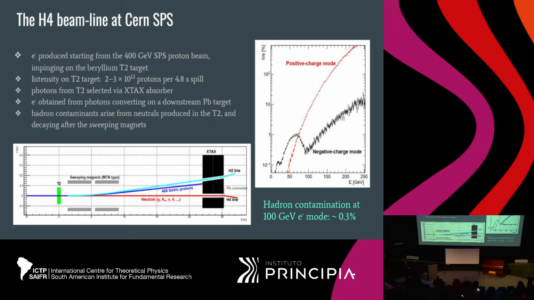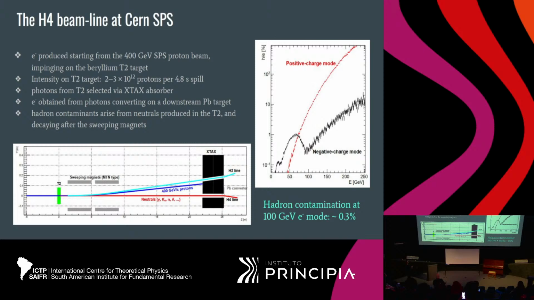hadrons, neutrals, electrons and positrons, and many gammas. After the target you have some sweeping magnets that bend all particles that are charged, and only the neutral particles go in a straight line, and within neutrals the main component are photons. Then there is the so-called X-tax, which is just a shielding that has some holes in it, so you can select the kind of particles and then, depending on momentum. But we are interested in just the straight-going trajectory for photons, because we have here a lead converter, and the lead converts photons into pairs of electron and positron, and finally you have your electron beam.